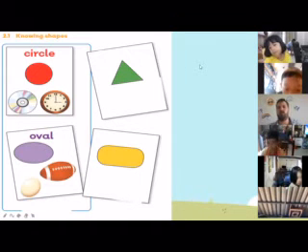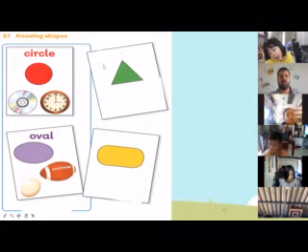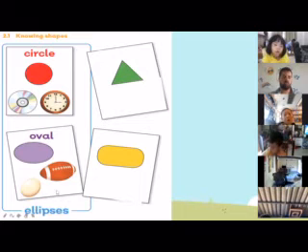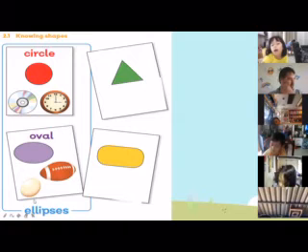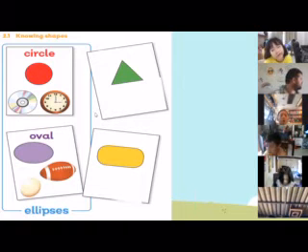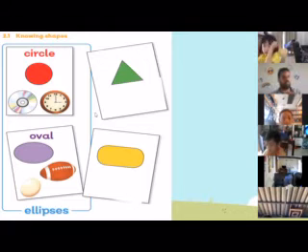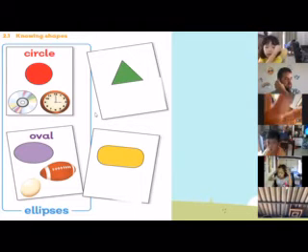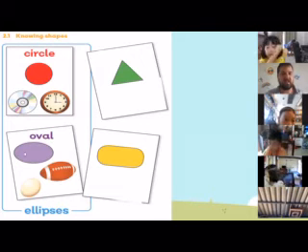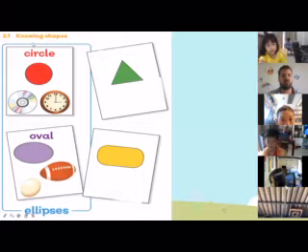Next, we have a, oh, my apologies, students. Okay, sorry, students. So all of these are called, does anybody know? Hold on for me, students. I'm having problems with my mic. Okay, sorry about that, students. These are called ellipses. So the circle and oval is called an ellipsis.